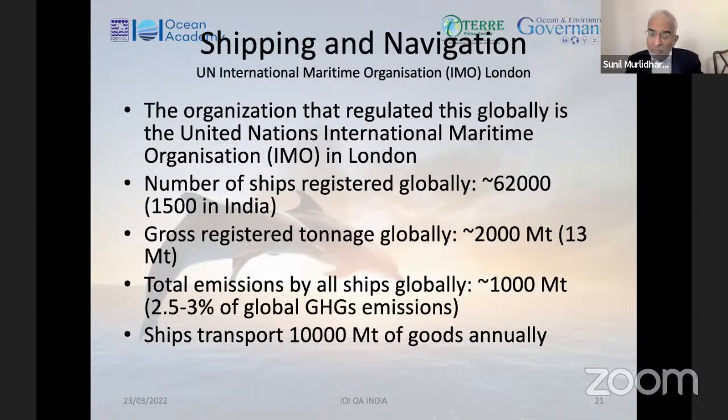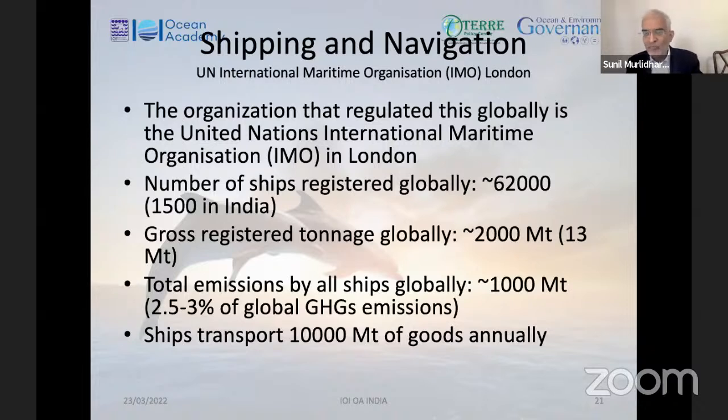Now, the number of ships registered globally. Again, people will ask, what is a ship? When does a ship become a ship? And when is a boat a boat? One of the clever clichés is that a ship can carry a boat, but a boat can't carry a ship. That's neither here nor there. But in general, a ship is understood to be 500 tons gross registered tonnage.